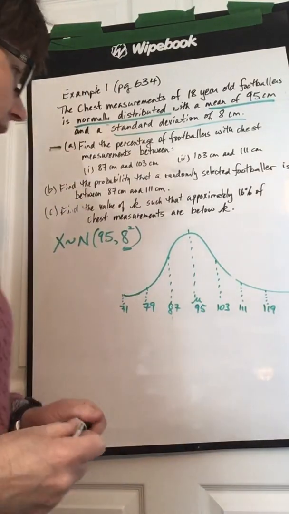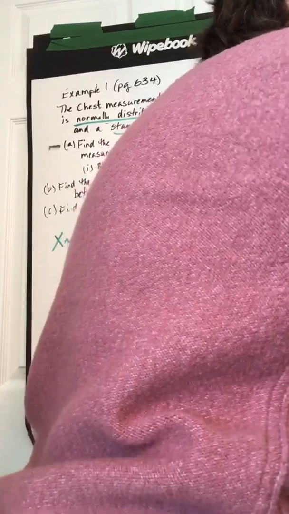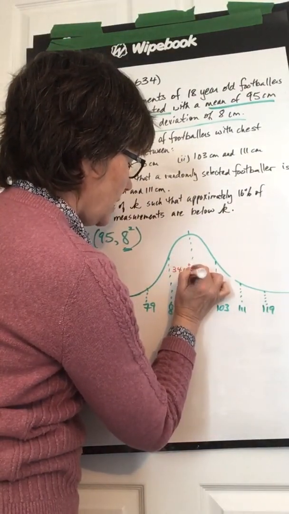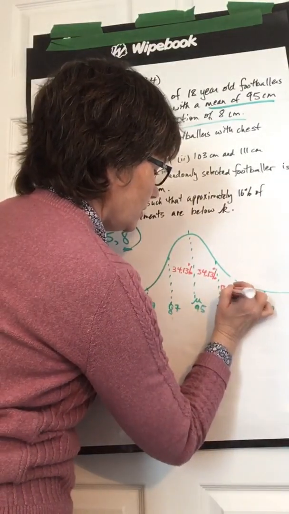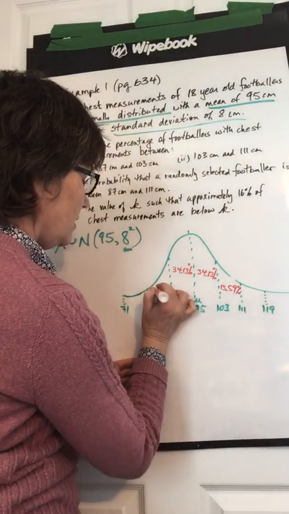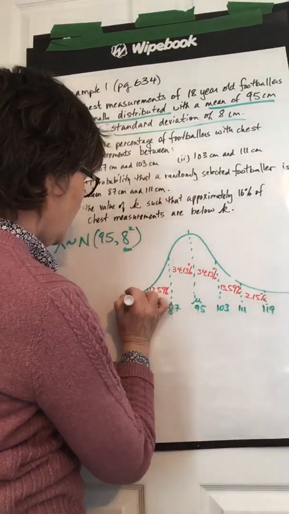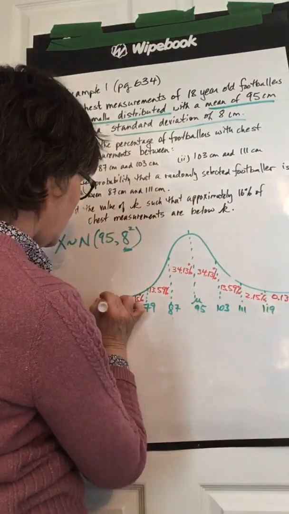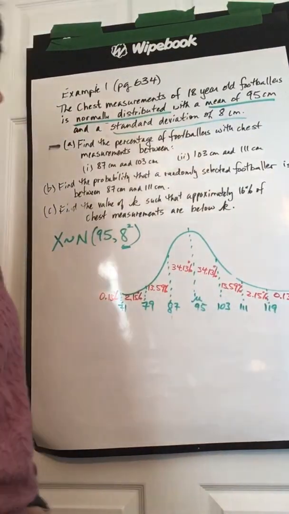Now we know the percentages within here. We just talked about those percentages. So we know that here is 34.13% of the data. Here also 34.13%. Here 13.59%. Same with here. Here 2.15. And out here 0.13%. All right, now let's get ready to answer our questions. We've got all of our preliminary work done.